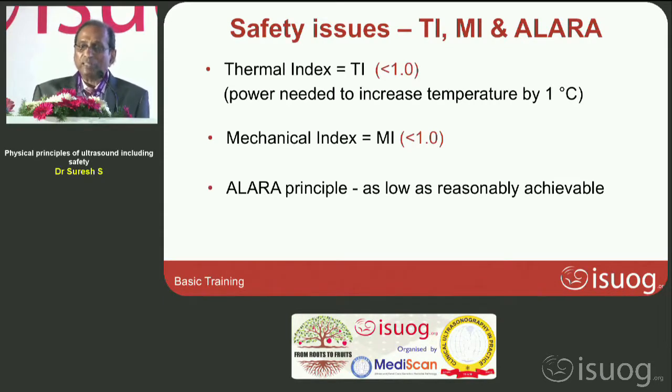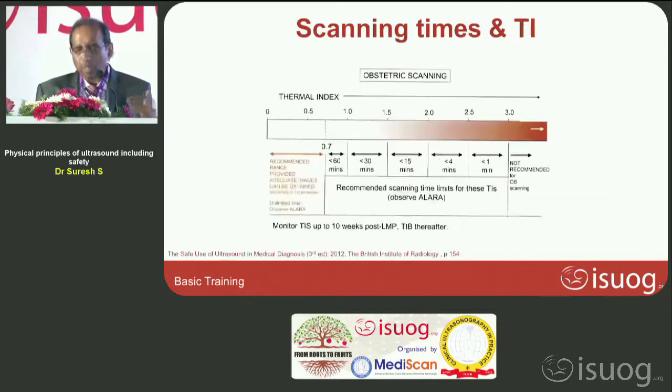Now this is called the thermal index, and the thermal index is the power needed to increase the temperature by 1 degree, right? And this thermal index should usually be less than 1. The mechanical index should also be less than 1; it is the one which causes the cavitation effect. And then we have this principle called the ALARA principle, as low as reasonably achievable. That is, use the least power and the least exposure required for diagnostic purposes.